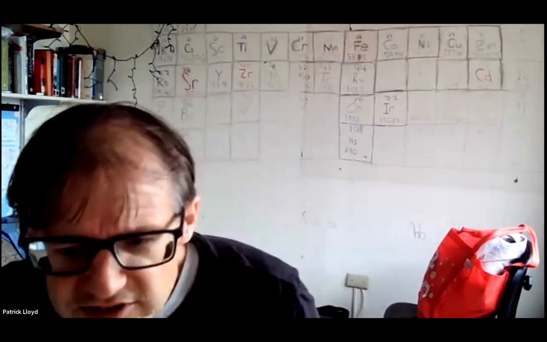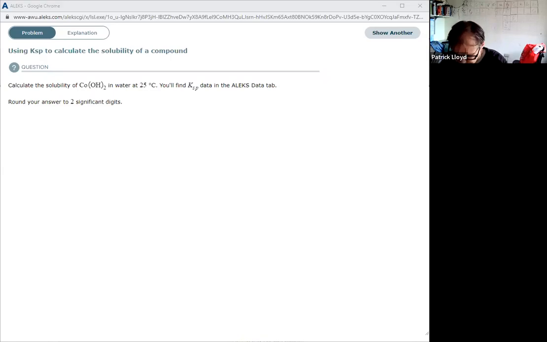Okay, so let's take a look at an example. This says we're going to use KSP to calculate the solubility of a compound. Keep in mind, some textbooks will use the symbol S in these sorts of calculations, and others will use an X. We're going to use an X because ALEKS uses an X, and it's consistent with using X as the variable or the unknown that we dealt with in acid-base chemistry.